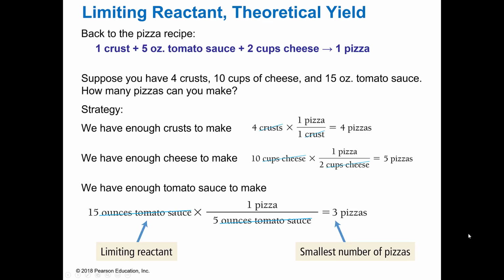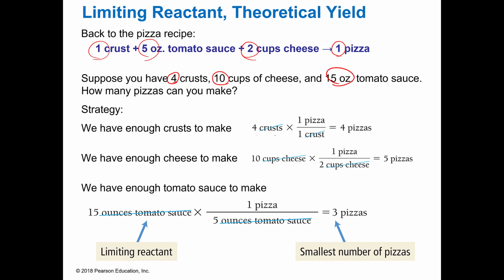have of each thing. So back to the pizza analogy, we said that you had one crust, 5 ounces of tomato sauce, and 2 cups of cheese, and that would produce one pizza. So oftentimes, if you go into the pantry, if you're like me, you hadn't been to the grocery store as much, you go in there and you kind of do an inventory. You got 4 crusts, 10 cups of cheese, and 15 ounces of tomato sauce. So how many pizzas can I make?